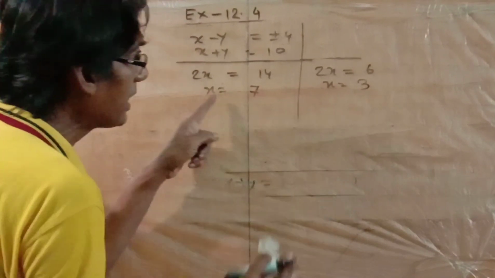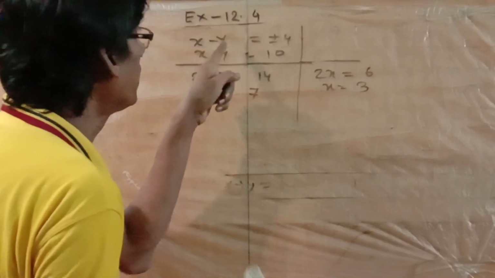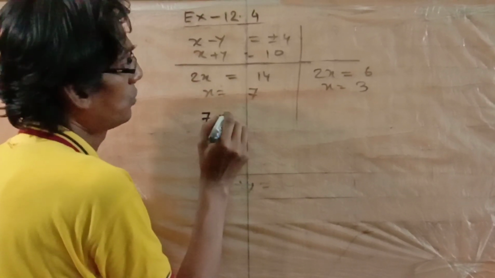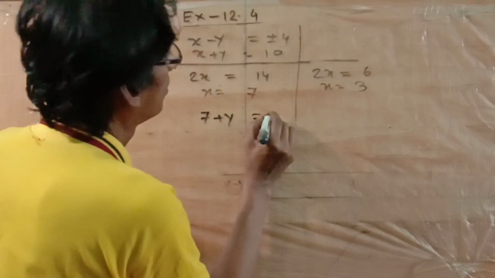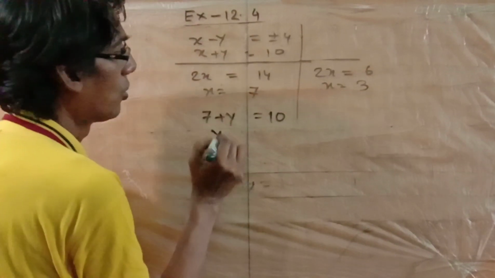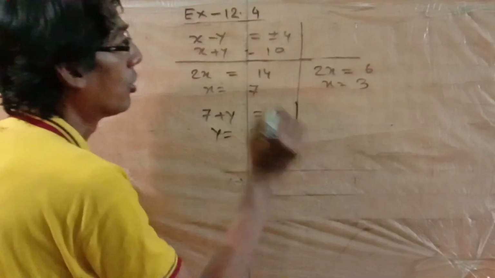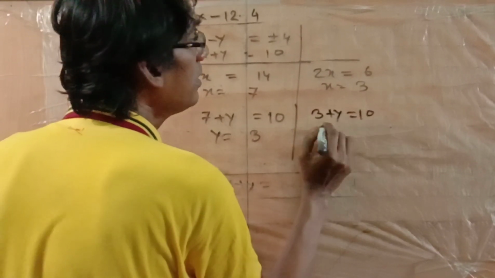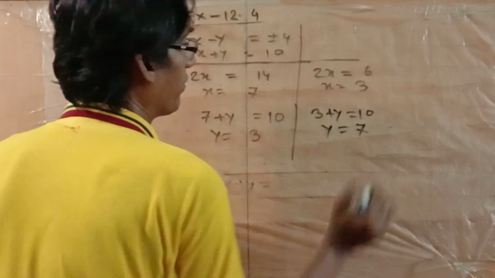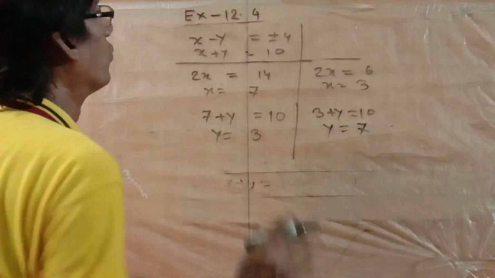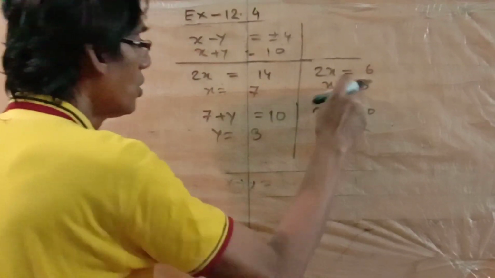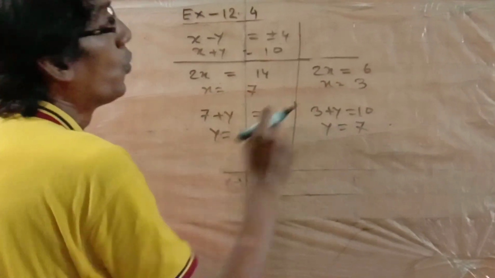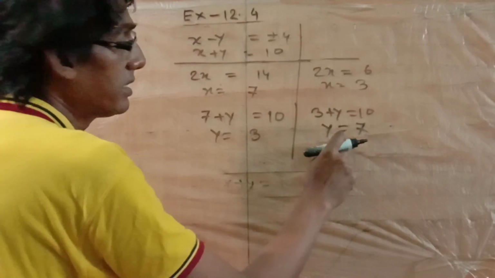Now apply the value of x in equation 1 or equation 2. Look here, 7 plus y equals 10, or y equals 3, or 3 plus y equals 10, or y equals 7. So we get two values, x equals either 7 or 3, and y equals 3 or 7. When x is 7, then y is 3. When x is 3, then y is 7.